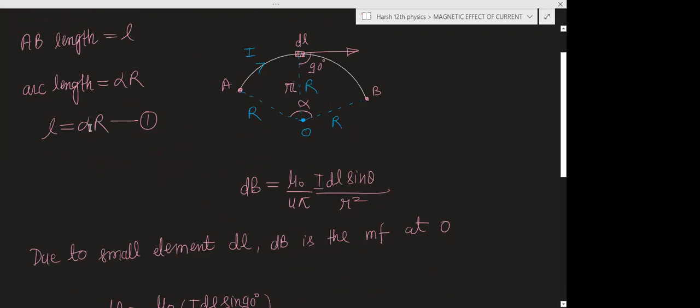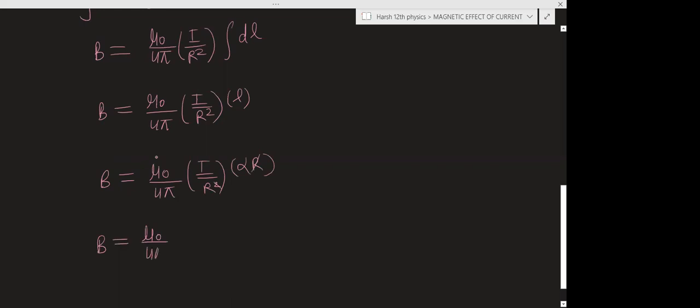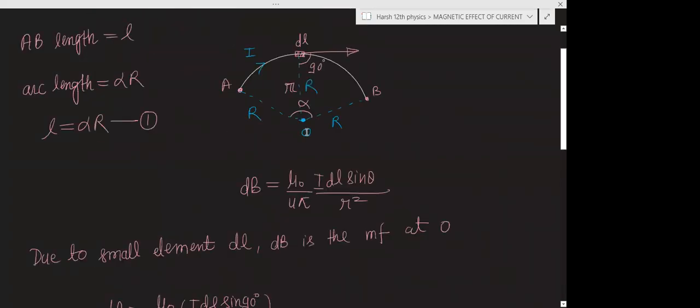And I have told you, L can be written as alpha R. So instead of L, you will put alpha R. So this is I divided by R square times alpha R, and one R cancels out. So finally your magnetic field will be mu naught divided by 4 pi, I alpha divided by R. This is your final formula for the magnetic field at the center of the circular arc. Please remember this magnetic field is at the center.